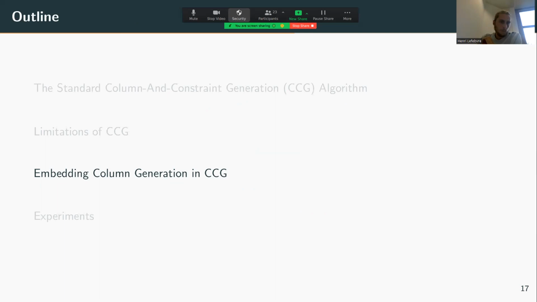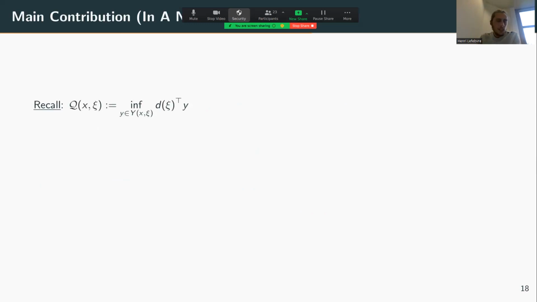Okay, so what can we do about this? And this is actually the main contribution of our paper. So recall here that Q stands for the value function of the second stage decision. So you give me X and Xi, I can evaluate the best response that I will do then.